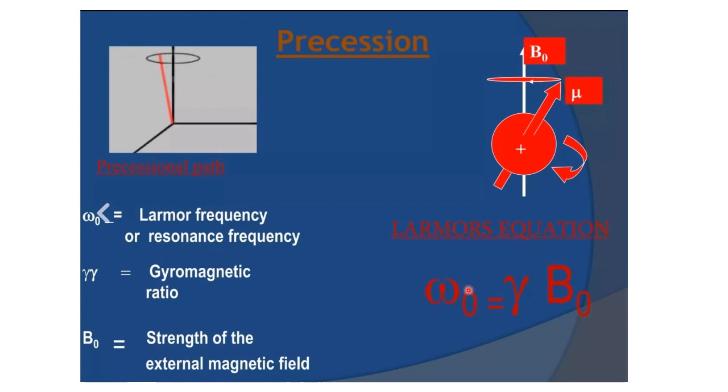The Larmor equation is given by this formula: omega naught is equal to gamma times B naught, where omega naught is the Larmor frequency, gamma is the gyromagnetic ratio which is specific to the nuclei, and B naught is the longitudinal magnetic field. So the more the intensity of the magnetic field, the stronger the precessional frequency will be.